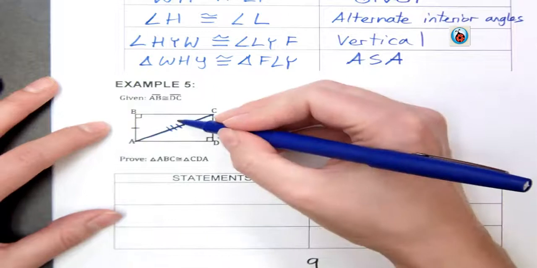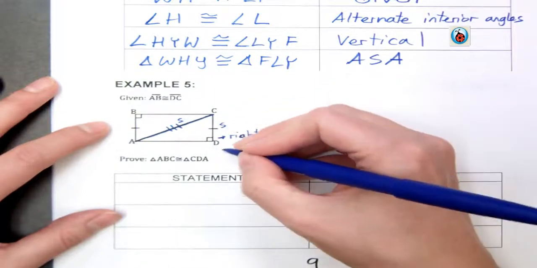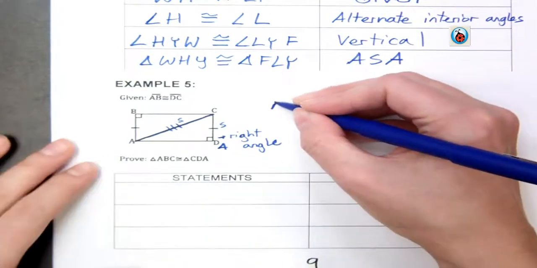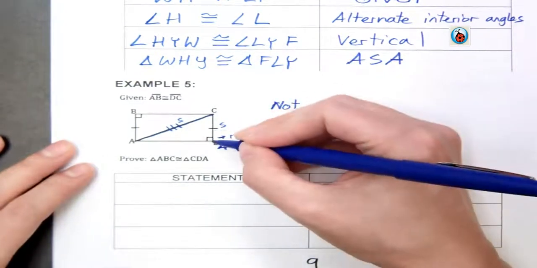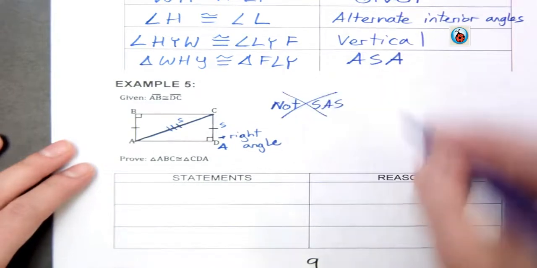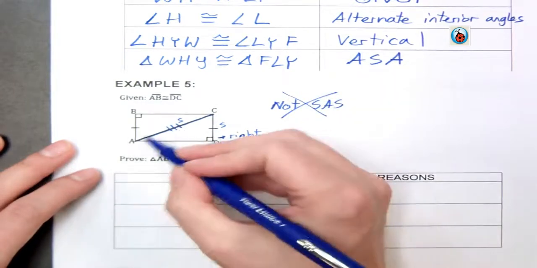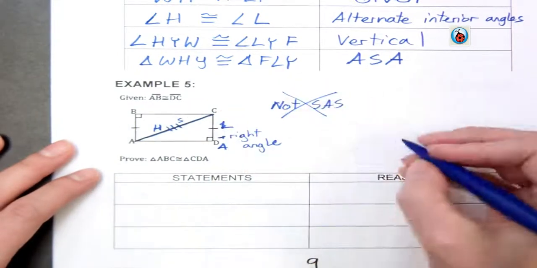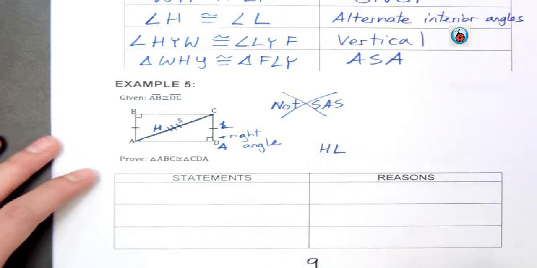And so here I have side, and I have angle. That cannot be side angle side because they're not both touching my angle. So I can cross that off. I know that's not an option. But I do have my long side, which is a hypotenuse, and I do have a leg. So my final answer will be hypotenuse leg.